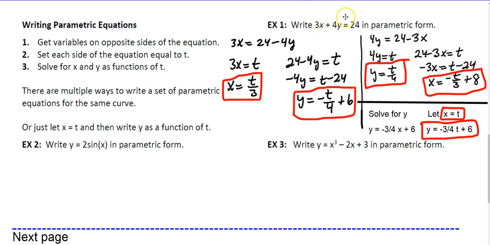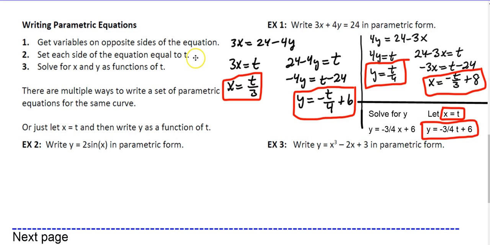Hopefully you'll notice that with an x to the first and the y to the first, this is just the equation of a line written in standard form. Well, here's the idea in general. Get variables on opposite sides of the equation. So notice right here, the first time I subtracted 4y from both sides of the equation.